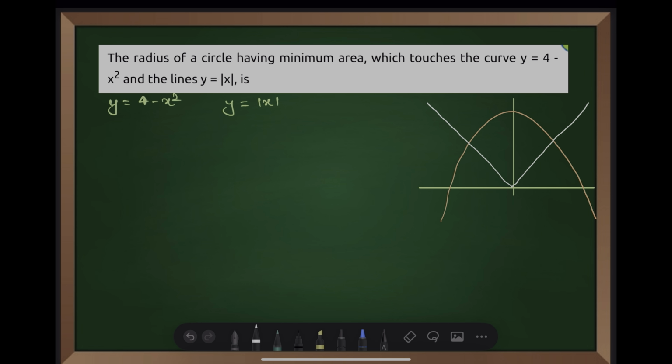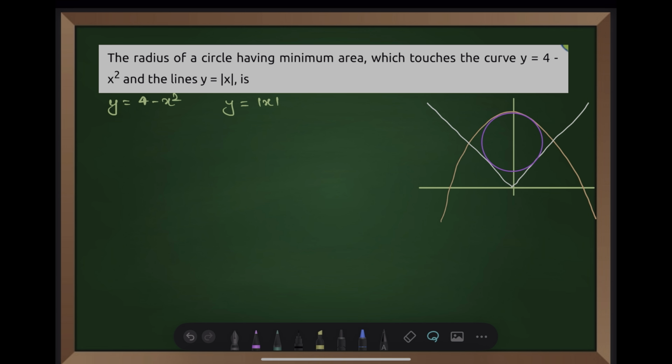Now your circle should touch both of the curves. So can I say that our circle should look like this? It should be a little bit smaller one. Look at this, is it correct? So your circle is touching both the curves.